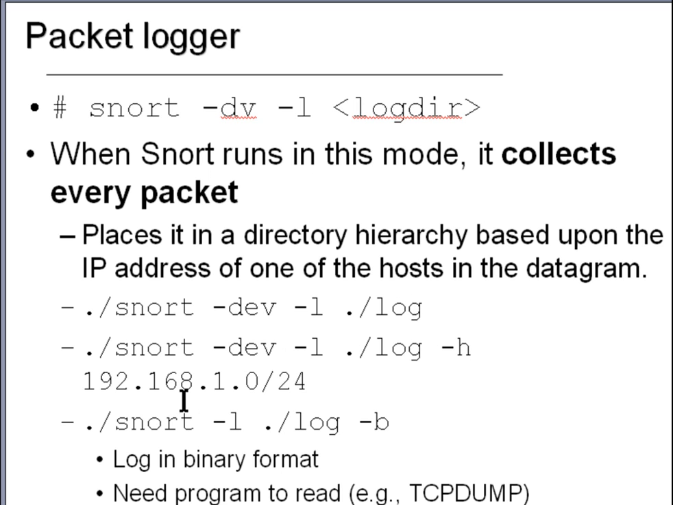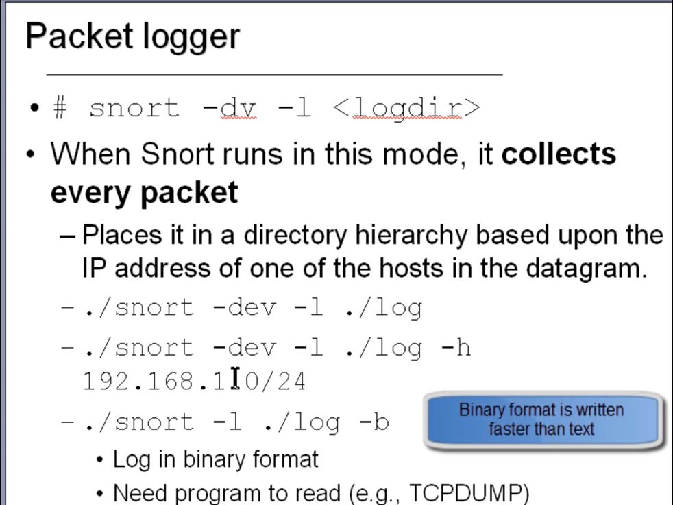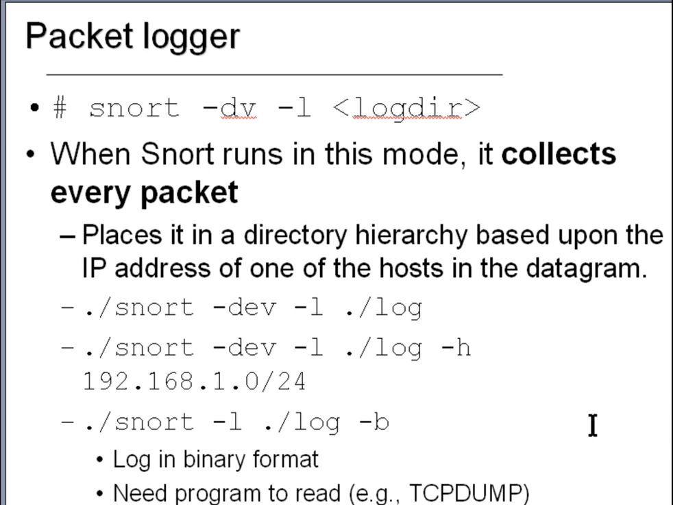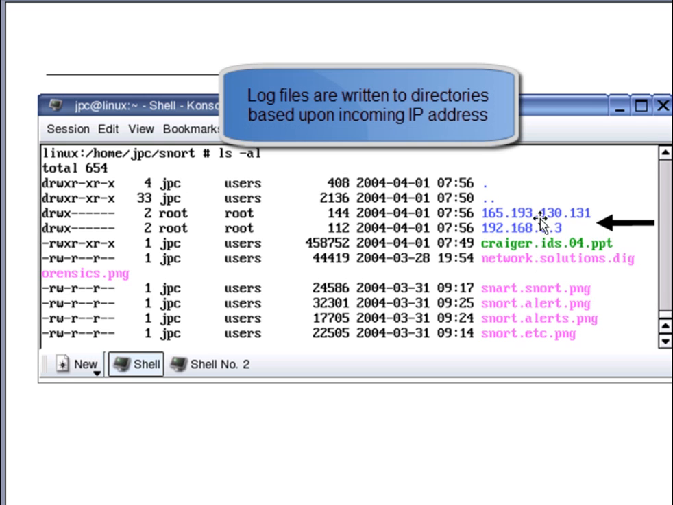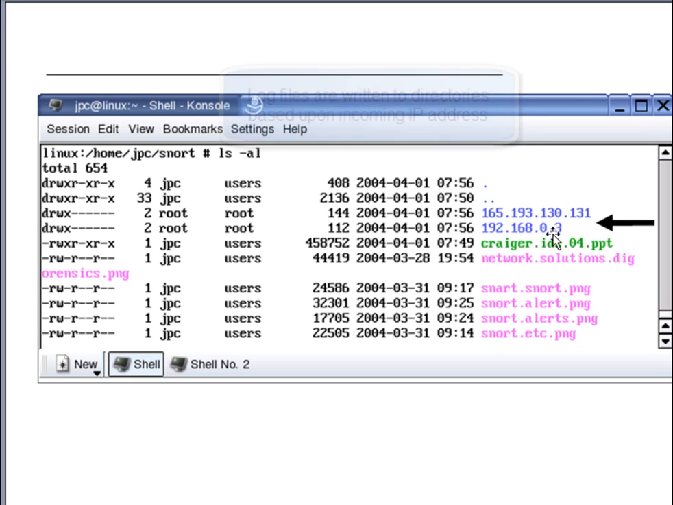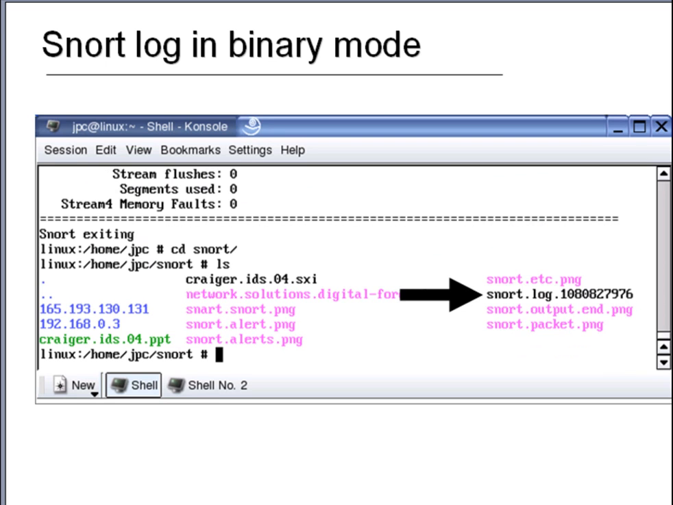Here we're only logging things that are coming in to this address, -h here, and here we're logging in binary. And so that's going to be a lot faster than writing out into ASCII. And notice here when we're logging that it'll actually log based upon what you specify it to. So this is logging everything that's coming in here. This is a source address, and this was a destination address, local address. And this is the log directory we just saw.